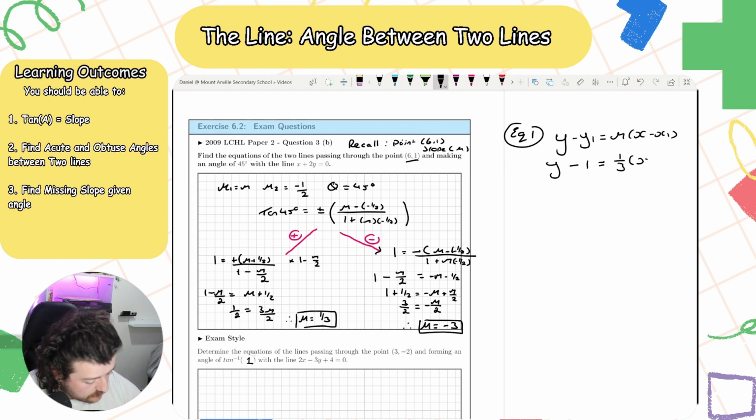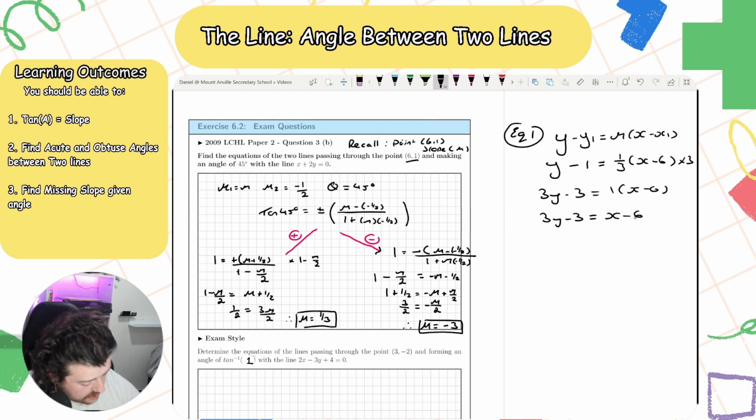1/3 times x minus x1, which is 6. Multiply across by 3. 3y minus 3 is equal to 1 times x minus 6. 3y minus 3 is equal to x minus 6. Bring everything over to one side. x minus 3y minus 6 plus 3, which is minus 3, equals 0. That's my equation of my first line.